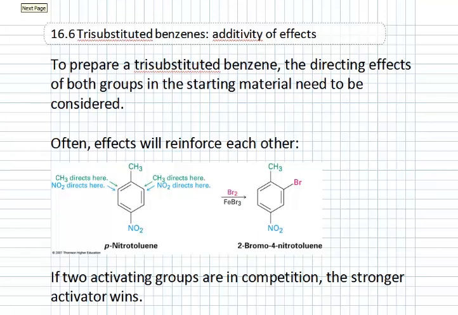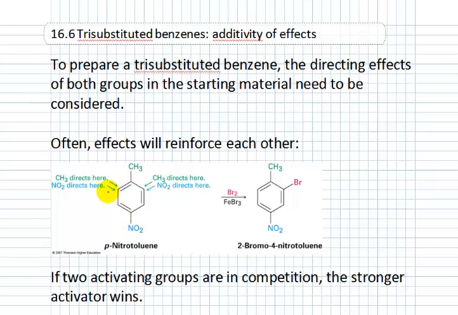Let's look at formation of tri-substituted benzene and how these directing effects can add to one another. If we're preparing a tri-substituted benzene, the directing effects of both groups in the starting material need to be considered. Often, and this is our best case scenario, the effects will reinforce each other. If I have para-nitrotoluene, the methyl group is an ortho para director, but we can't add para because the nitro group is there, so primarily ortho there.